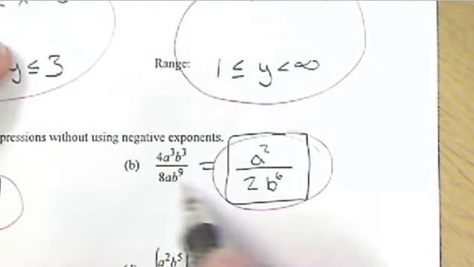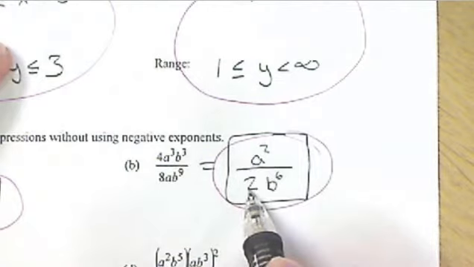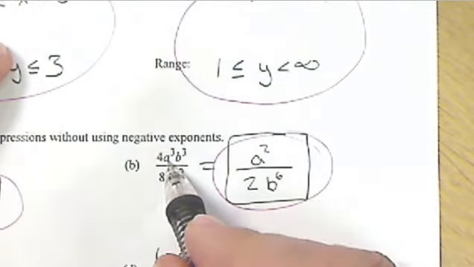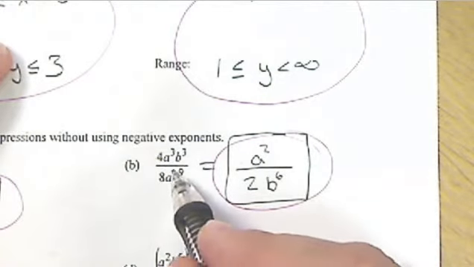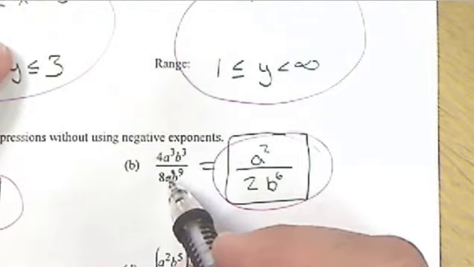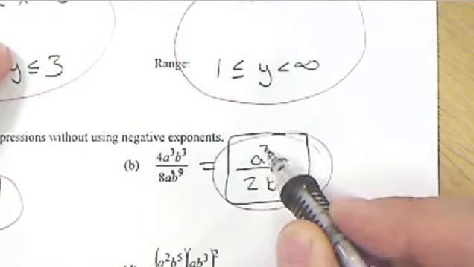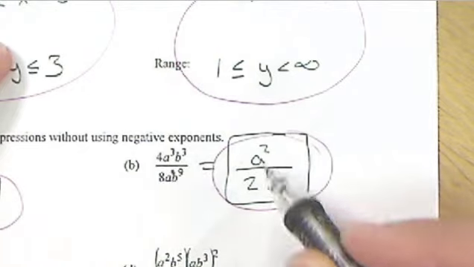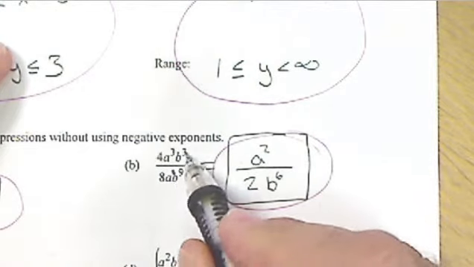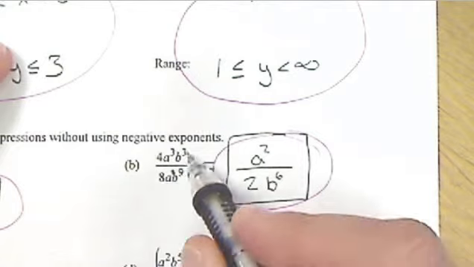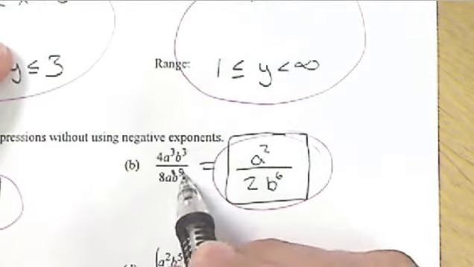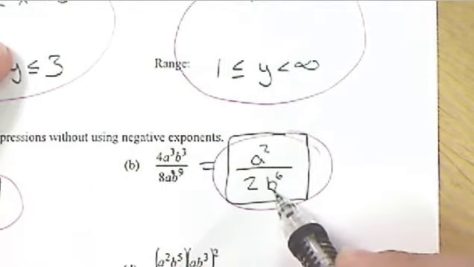4 over 8 reduces to 1 over 2. a to the third over a to the first. We just don't write the 1 there. You subtract the exponents. That gives you a squared, so a squared's on top. b to the third over b to the ninth. You subtract the exponents and you get b to the negative 6. So that tells you it's b to the 6 on the bottom.